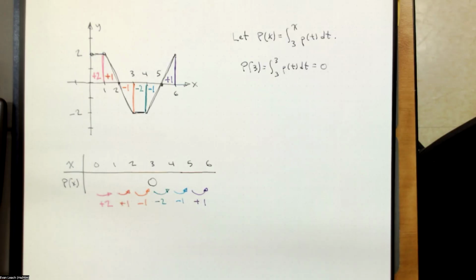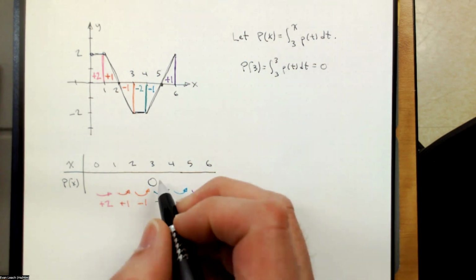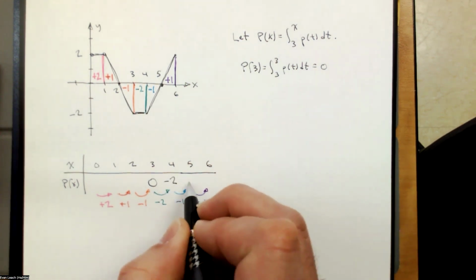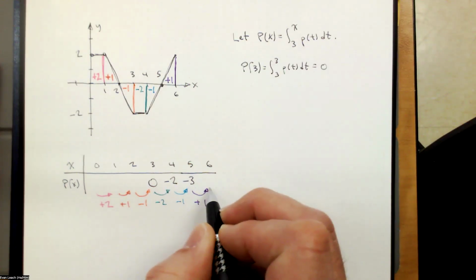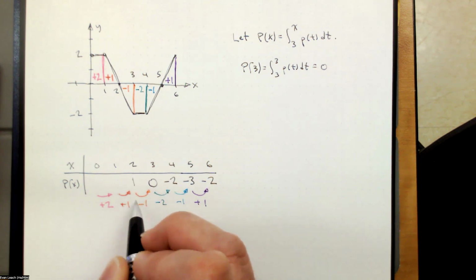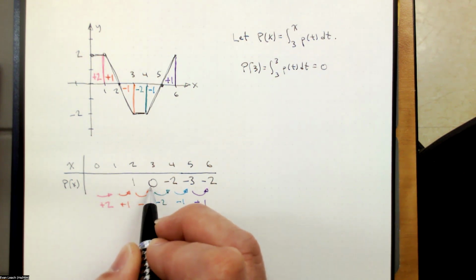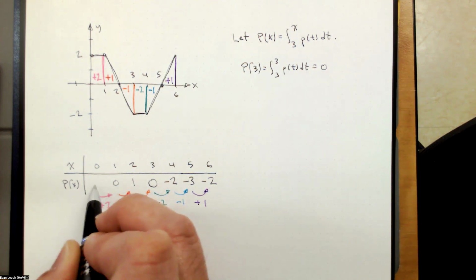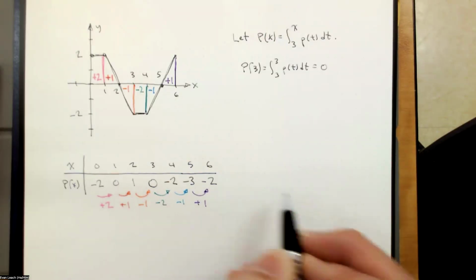The changes come from the derivative. So 0 minus 2 is minus 2. Minus 2 minus 1 is minus 3. Minus 3 plus 1 is negative 2. Going backwards, 1 minus 1 is 0. 0 plus 1 is 1. Negative 2 plus 2 is 0.